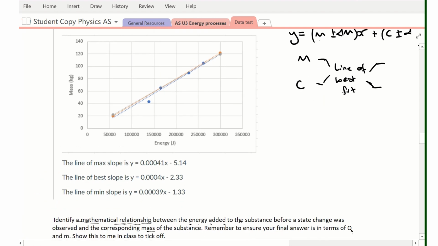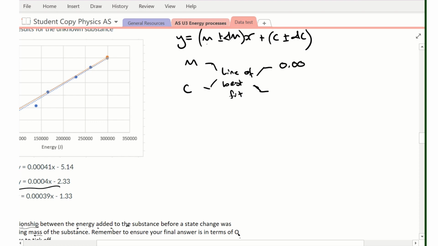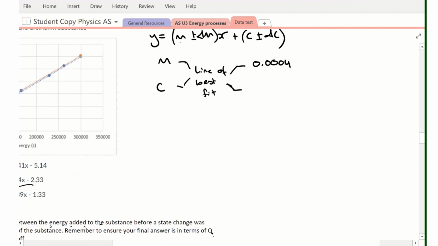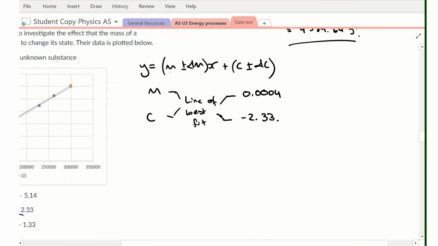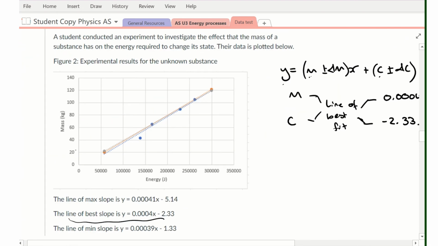Like that. Our M, so we're going to look at this one here, is equal to 0.0004. And then our C is negative 2.33. So we've already done some of the work for us. We've got this one, we've got this one. We could also do Y and X. Y is just the value on the Y axis. So that's mass. So Y is going to become M.